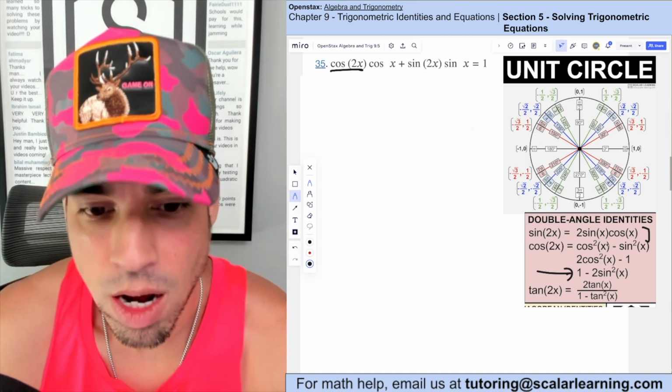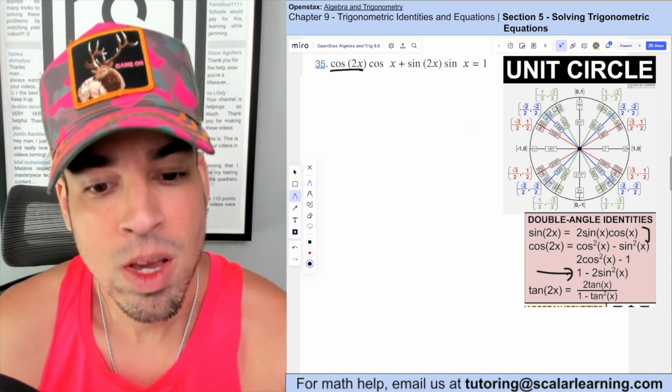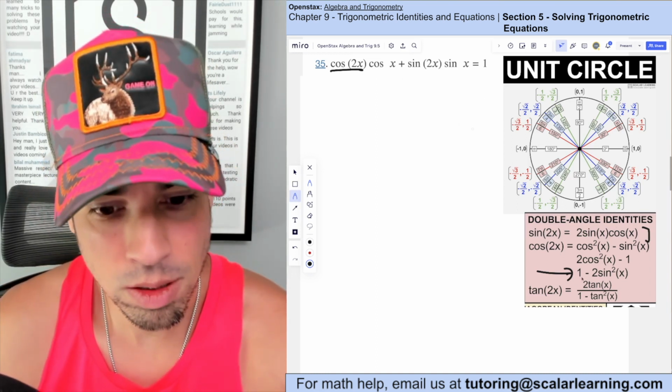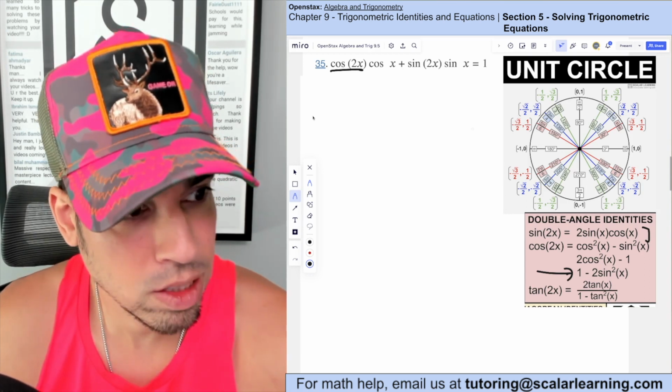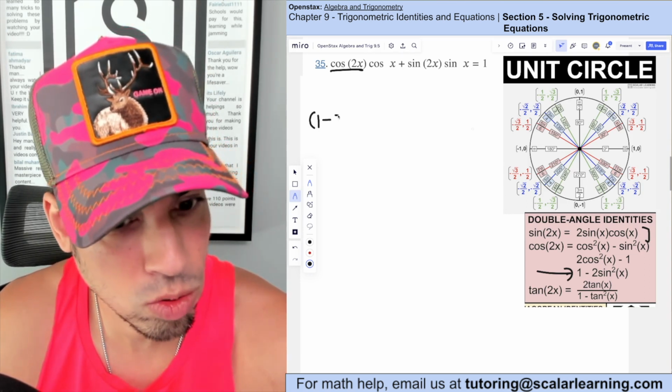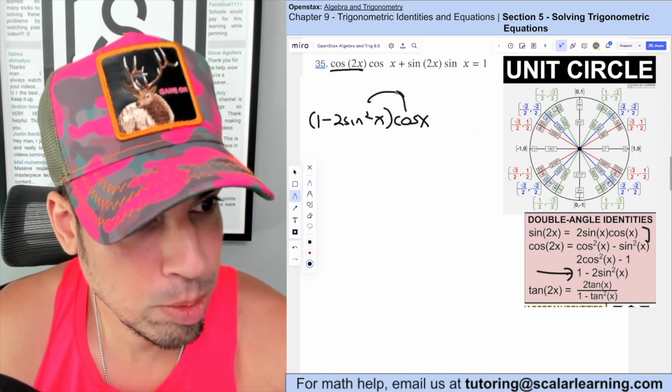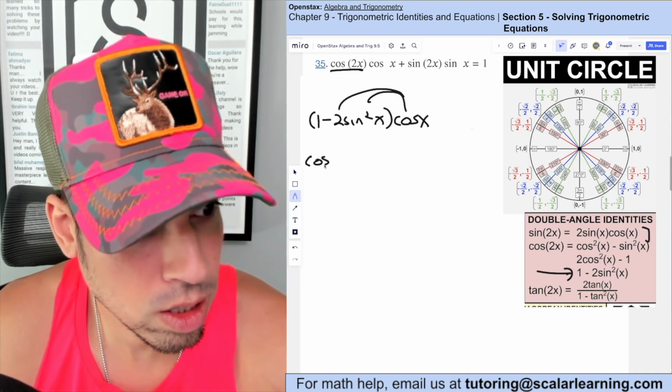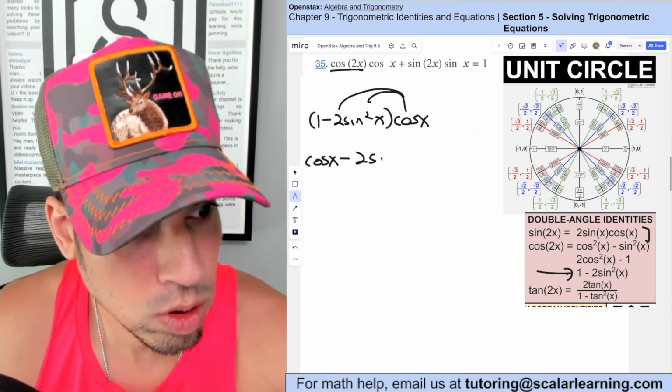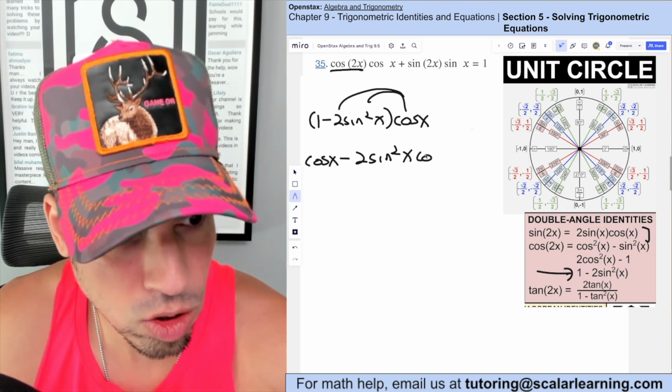Sine of 2x, I only have one option, 2 sine x cosine x. So you're going to see why this is going to simplify nicely. I plug it in, so I replace cosine of 2x with 1 minus 2 sine squared x. And then I'm going to distribute, and then I get cosine of x minus 2 sine squared x cosine x.